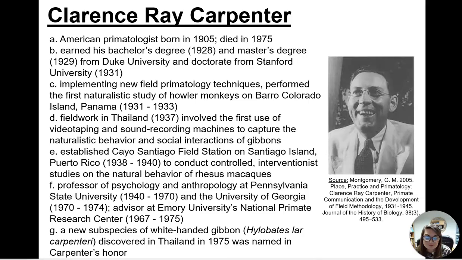A new subspecies of white-handed gibbon is going to be discovered in Thailand in 1975 and is going to be named in Carpenter's honor.